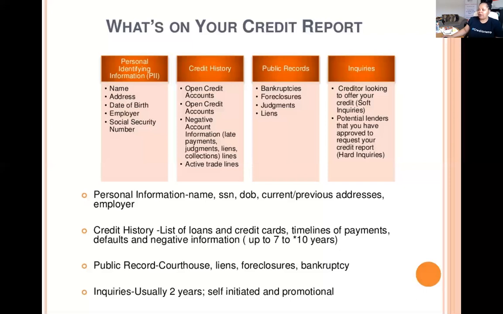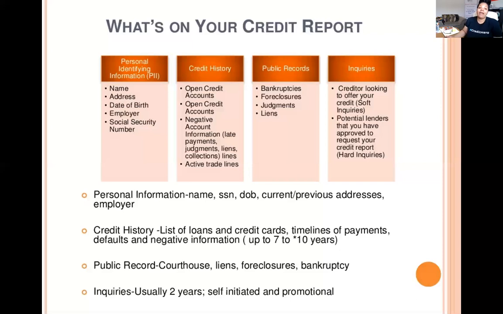Public records: any documentation filed against you in the courthouse is considered a public record. Inquiries: if you pull your own credit report, or if you have another creditor pull your credit report, or any promotional or marketing materials that you may receive, that may be considered a soft pull.